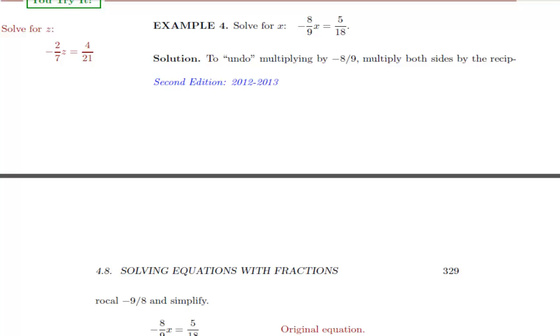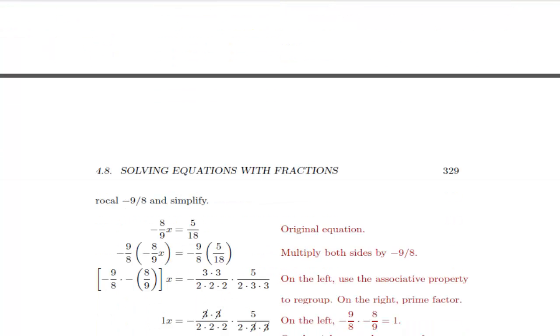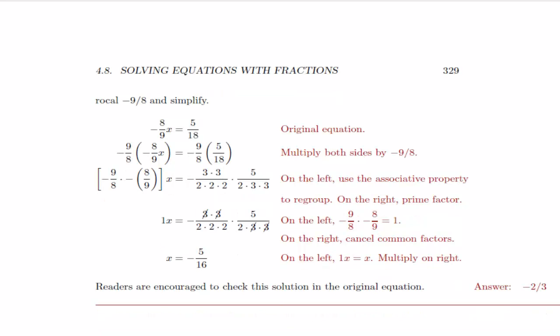Example 4. Solve for x in the equation negative 8/9 x equals 5/18. Solution. To undo multiplying by negative 8/9, multiply both sides by the reciprocal negative 9/8 and simplify. So multiplying by the reciprocal, we get negative 9/8 times negative 8/9 x on the left, and on the right, negative 9/8 times 5/18. On the left, a negative 9/8 times a negative 8/9 is 1.